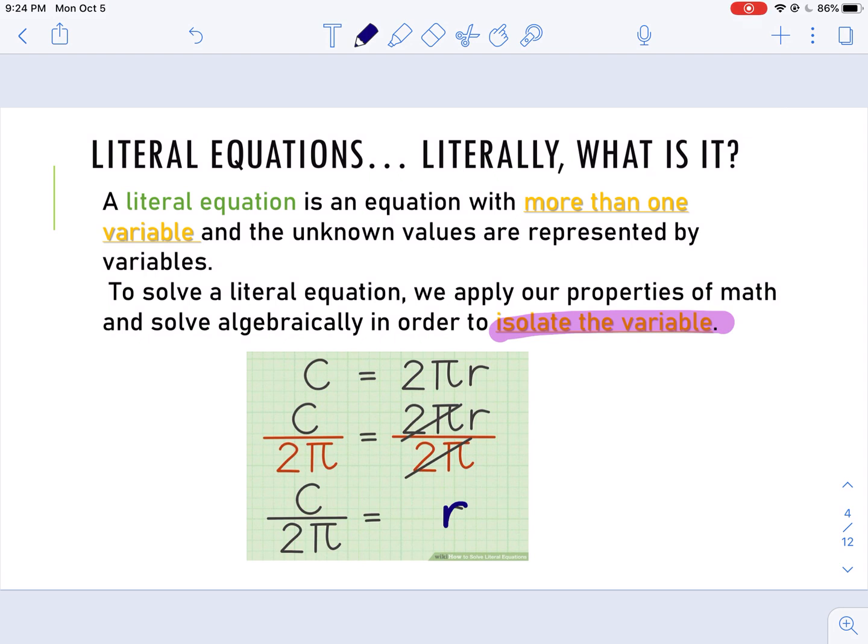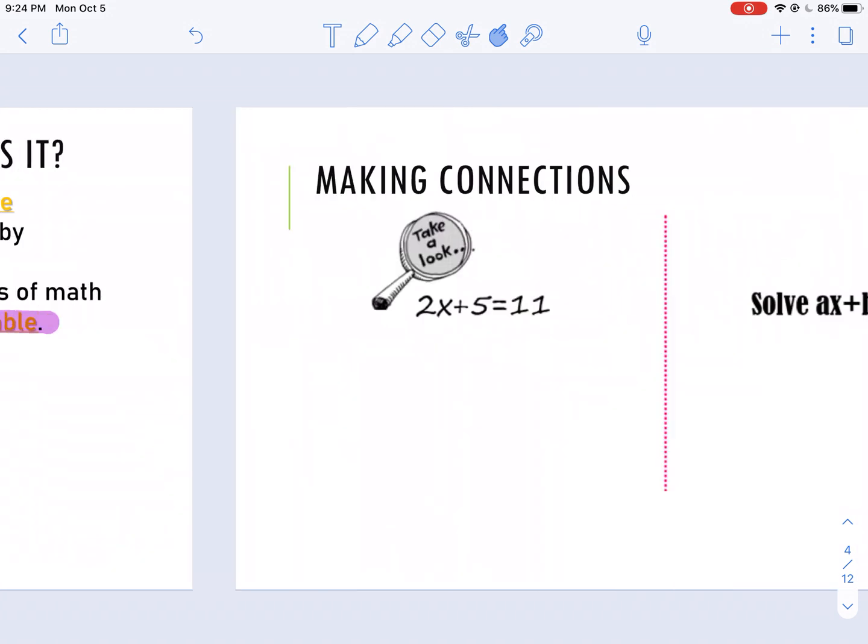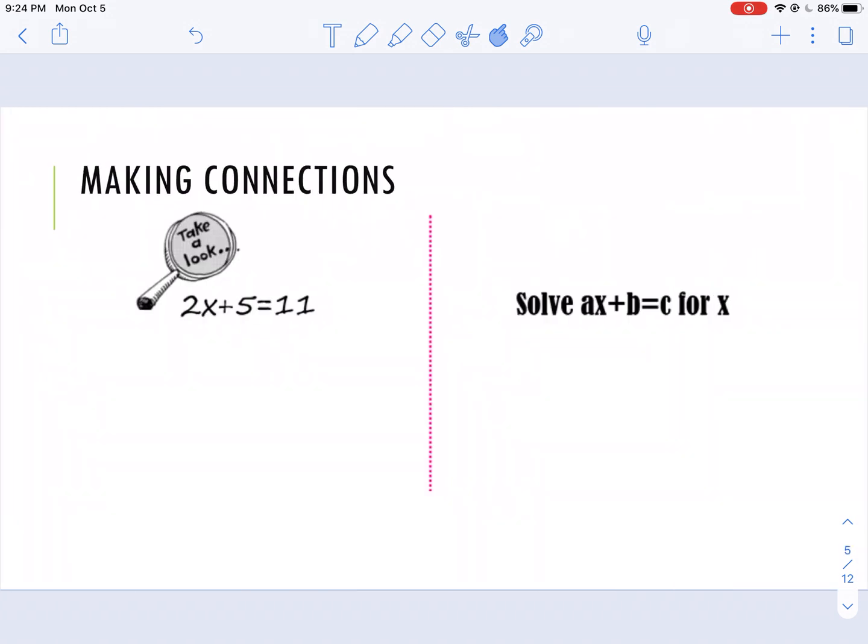So let's get started with our first example. All right, you don't need to write this down in your notes. If you have the copy of the guided notes printed, you're going to see that this is on top. But what I want to do is start with the example on the left. We're taking an example that should be really familiar to us. 2x plus 5 equals 11. If I ask you to solve for x here, what would you do first?